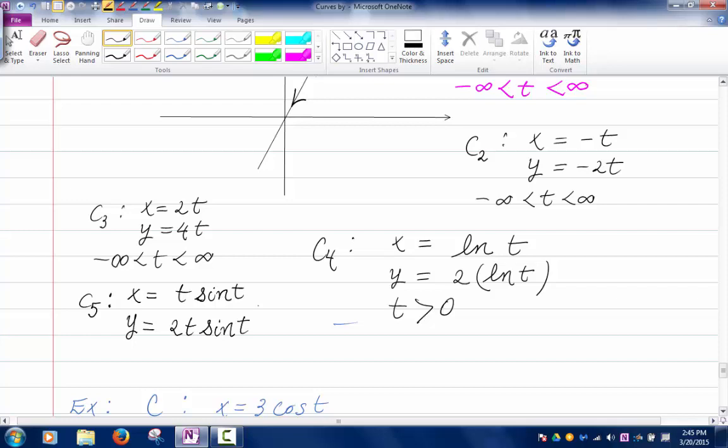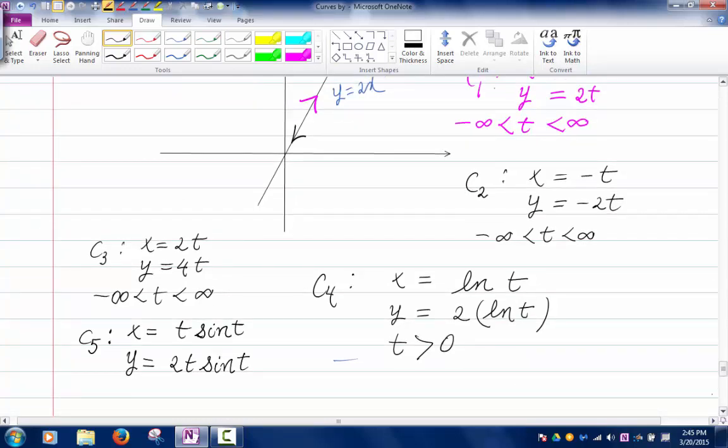Now what's happening? What is the orientation in C4? As t goes from 0 to infinity, x is going from negative infinity to positive infinity, so the orientation is upward. But what's the orientation in the fifth case? It's much more interesting, because sine t is periodic. It could be positive and negative. So think about what's happening at time zero. At time zero, you're at the origin. As you go from zero to pi, x remains positive, right? And then as you go beyond pi, sine becomes negative, so x is going to be negative. Am I making sense?